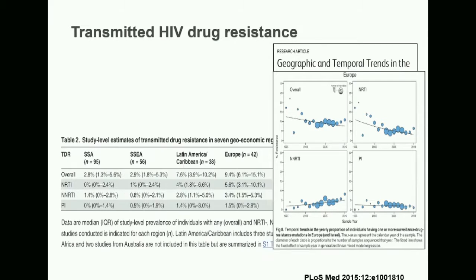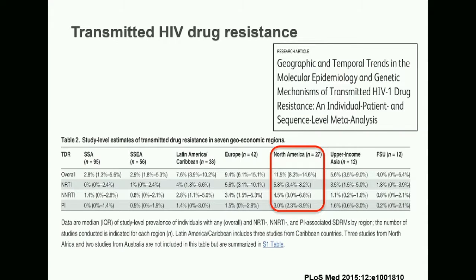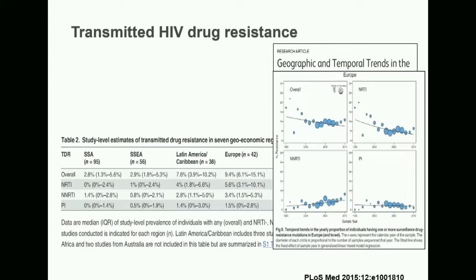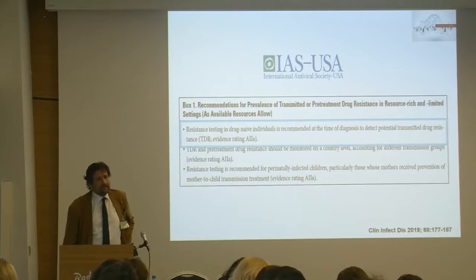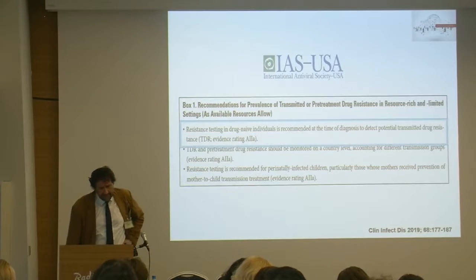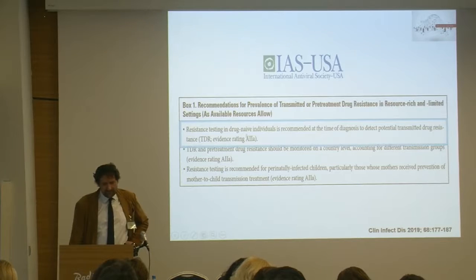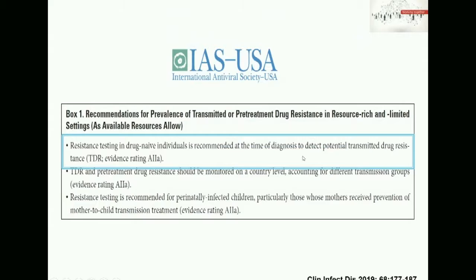Resistance testing: if I mention just Slovenia, we have the lowest transmitted drug resistance, less than 2.5%, because we traditionally used a lot of PIs, and PIs have a high genetic barrier, and that's very good, and we are very proud of that. But guidelines recommend resistance testing in drug-naive individuals at the time of diagnosis to detect potential resistance.